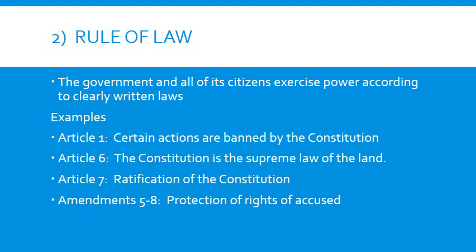Rule of law. This is the idea that the government and all of its citizens exercise their powers according to clearly written laws. We've got lots of examples of this in the Constitution. In Article 1, certain actions are banned by the Constitution. For example, Congress can't grant anyone a title of nobility like Lord or King. Article 6 shows that the Constitution is the supreme law of the land, and Article 7 shows that the people, in ratifying the Constitution, agree to follow those laws. Amendments 5, 6, 7, and 8 all explain different ways that the rights of people who are accused of crimes are protected.